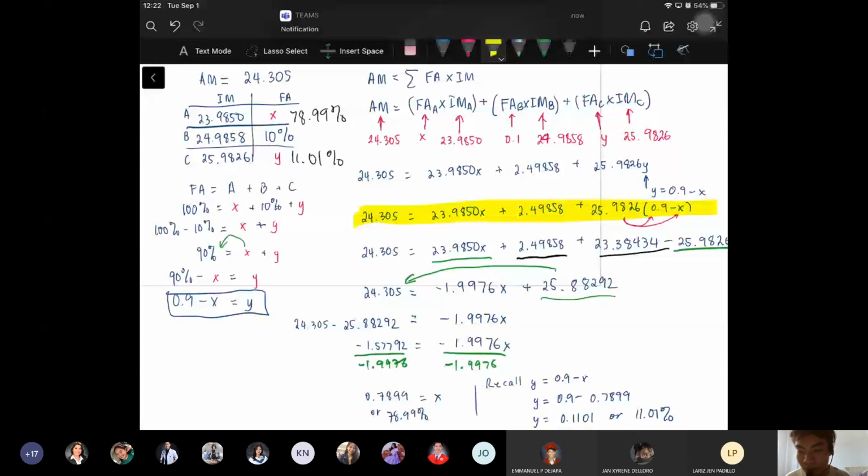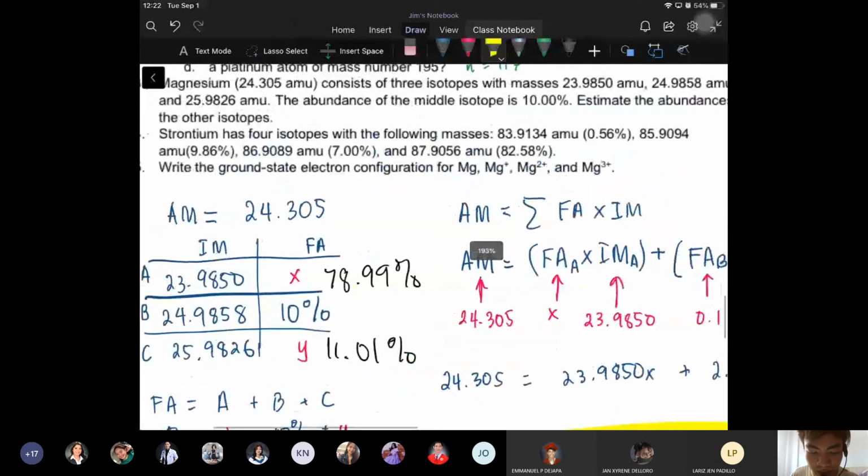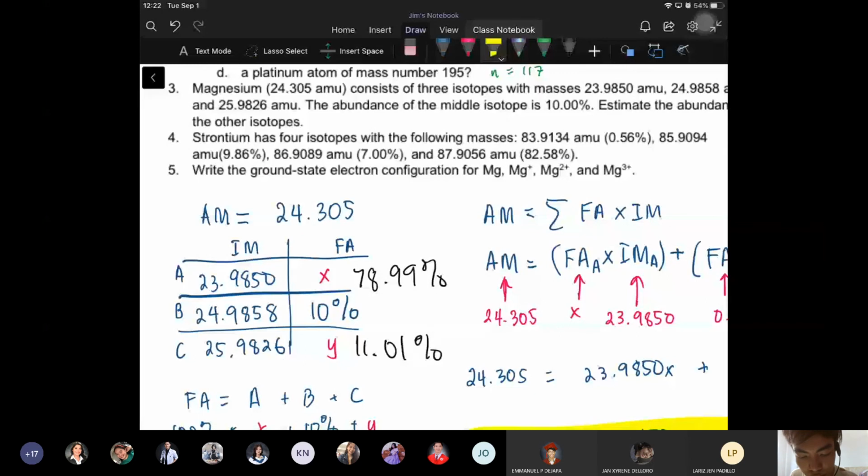Okay, so with all those in mind, siguro I will ask you to solve for number 4. Basahin ko muna yung problem, no? Strontium has 4 isotopes. Each isotope has its percentage abundance. So as you can see, for number 4, you have the atomic mass and the fractional abundance already for all the isotopes. So that means you're just going to solve for the average mass.